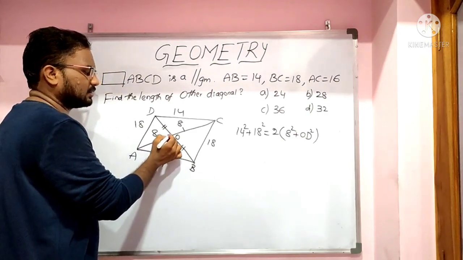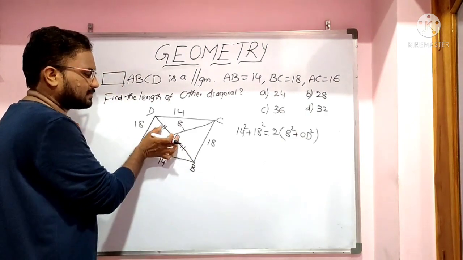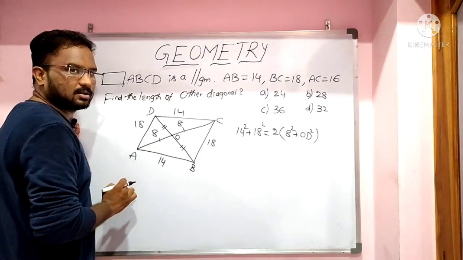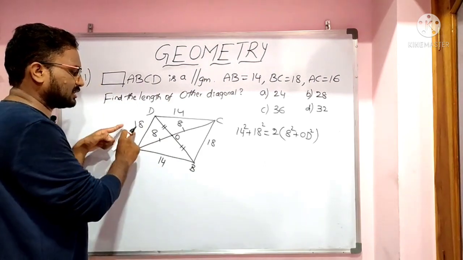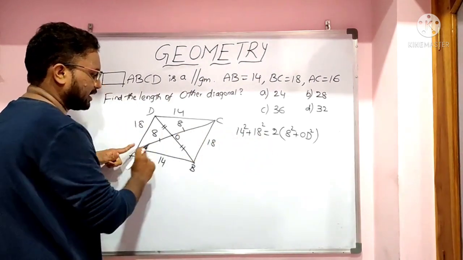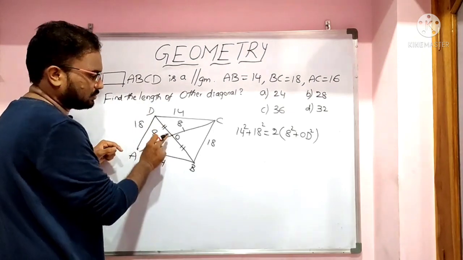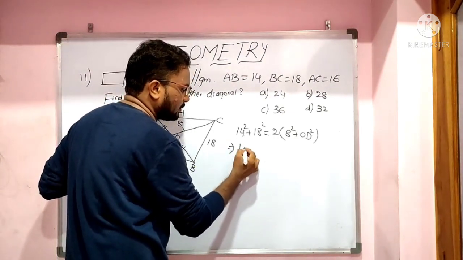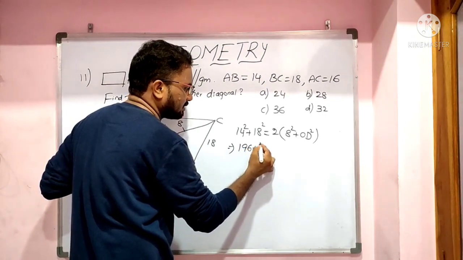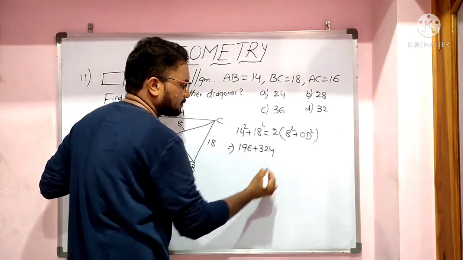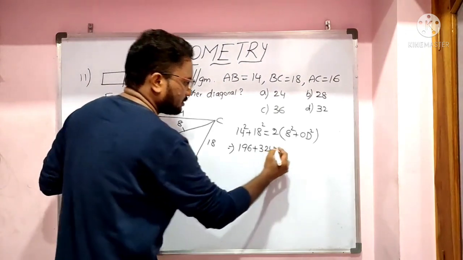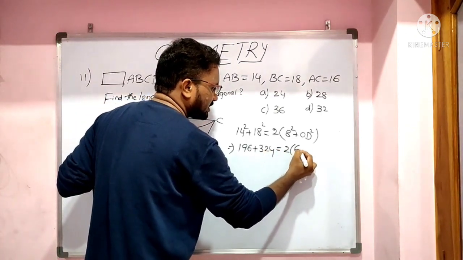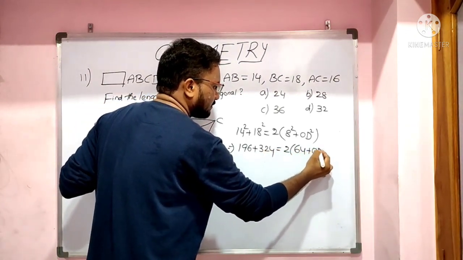In a parallelogram the diagonals bisect each other, so this is the median. According to Apollonius's theorem, 14 square plus 18 square equals 2 into 8 square plus OD square. 14 square is 196 and 18 square is 324. That equals 2 into 64 plus OD square.